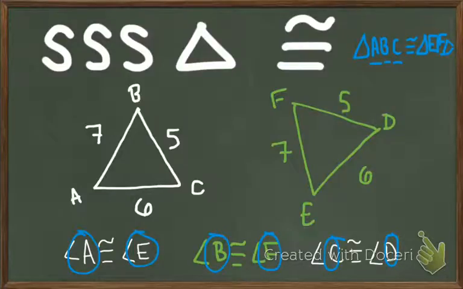We could switch the orders around. Like, let's say I wanted to write triangle BCA is congruent to another triangle. Well, B is my first letter. We know that B is congruent to F, so F is going to be my first letter. C is my second letter, so C is congruent to D, so D will be my second letter. And A is my last letter. Well, A is congruent to E, so E is going to be my last letter. So that means triangle BCA is congruent to triangle FDE.